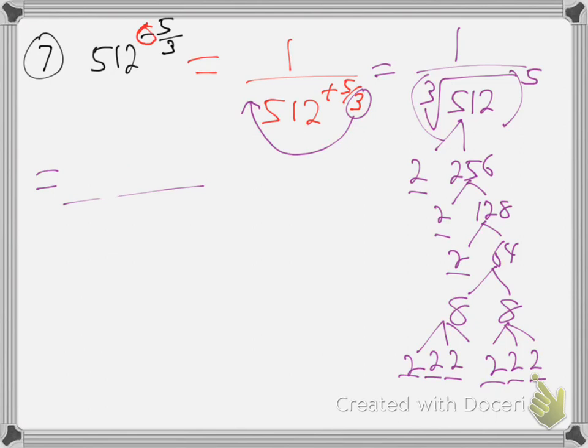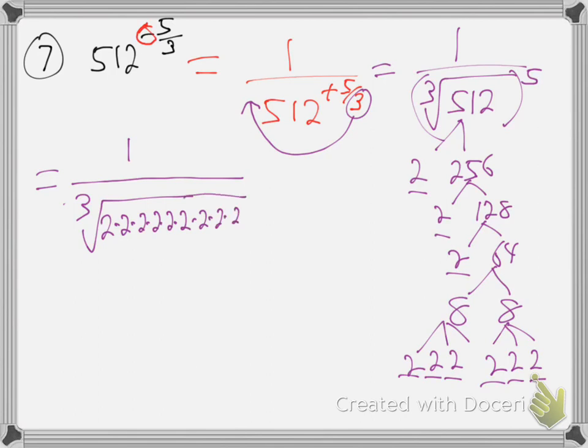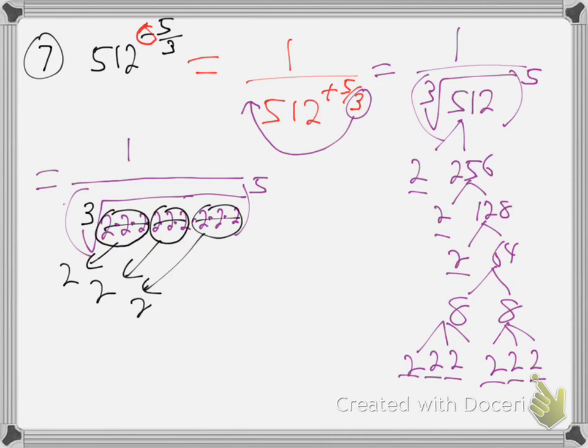Okay, so what does that give us? 1 over the cube root of 9 2's, to the 5th. Now, there's a 3 in the hook here, isn't he? So that means it's a 3 for 1 shipper. So 3 2's in, 1 2 out, 3 2's in, 1 2 out, 3 2's in, 1 2 out, and they're all gone, no more root. So we have 1 over 2 times 2 times 2, all to the 5th.